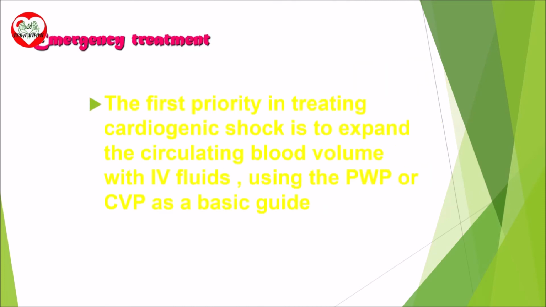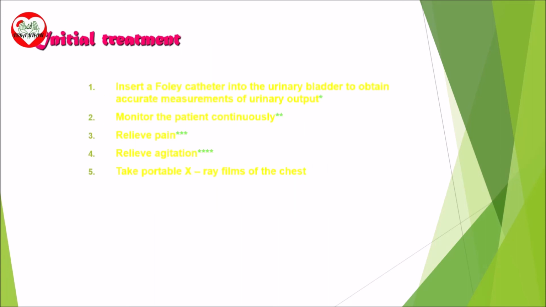Emergency treatment. The emergency treatment that can be given in treating cardiogenic shock is to expand the circulating blood volume with IV fluids, using the PWP or CVP as a basic guide. The initial treatment is inserting a Foley catheter into the urinary bladder to obtain accurate measurements of the urinary output. Then monitor the patient continuously. Then relieve pain, relieve agitation, and take portable X-ray films of the chest.